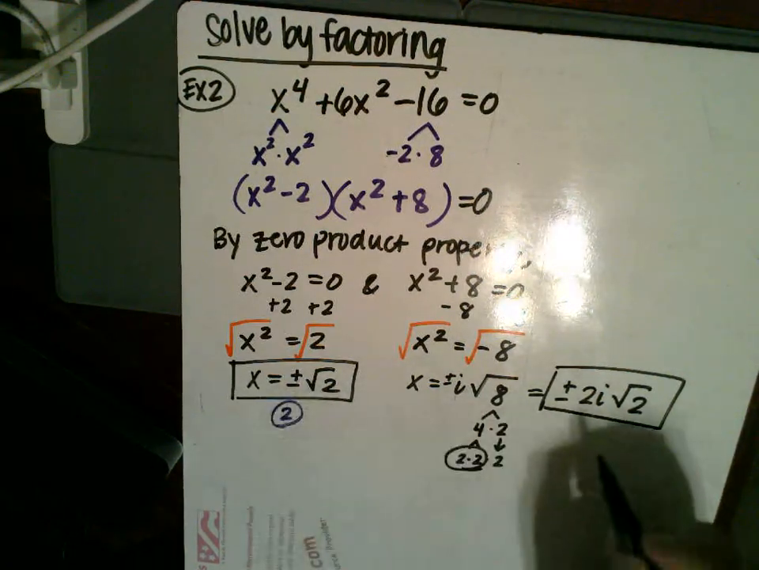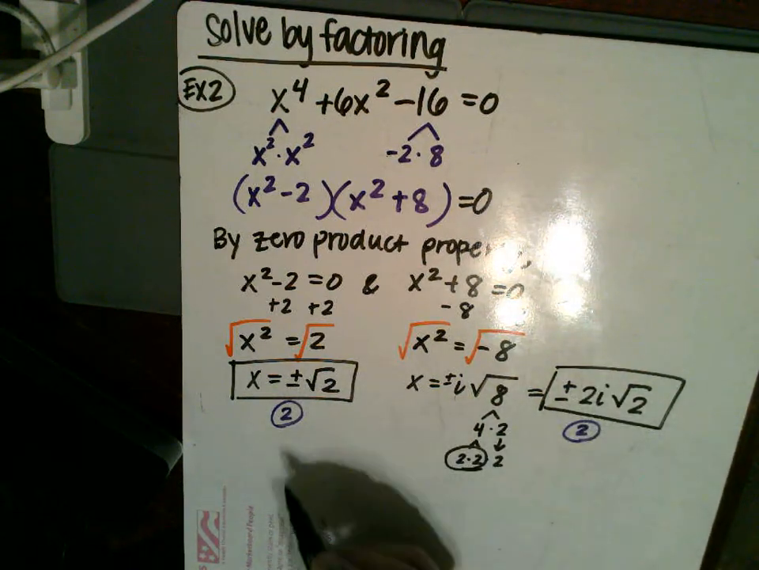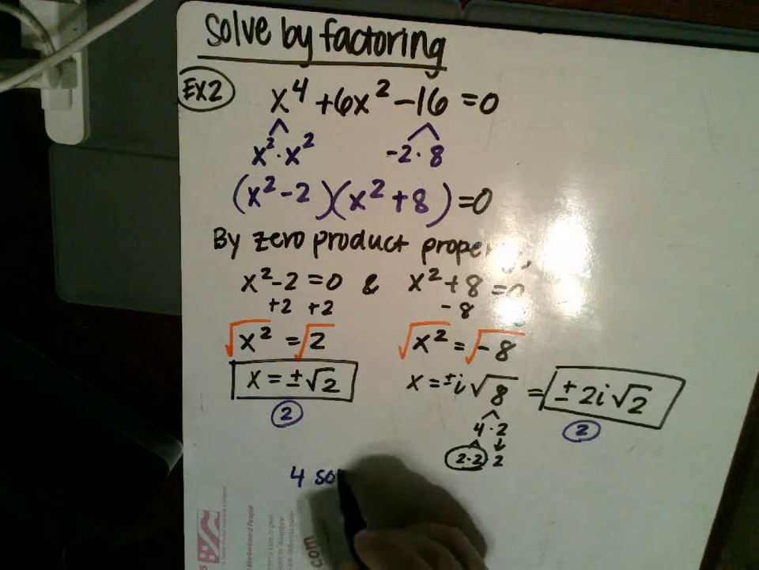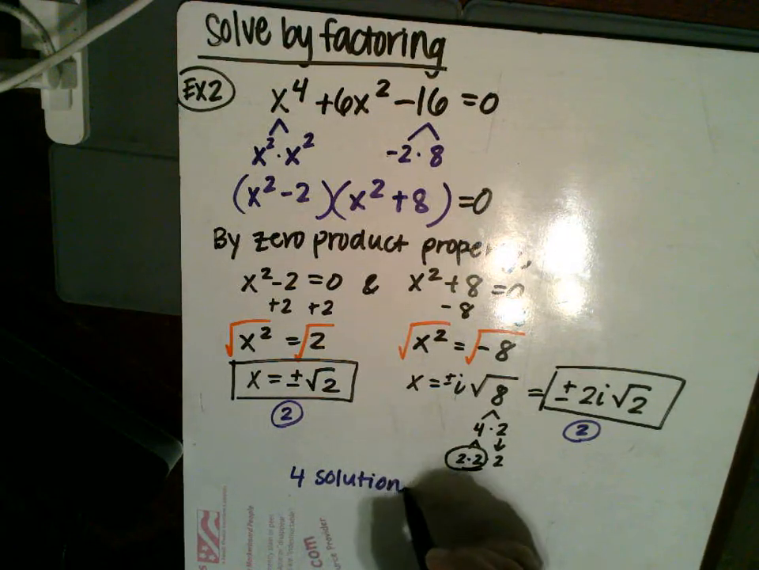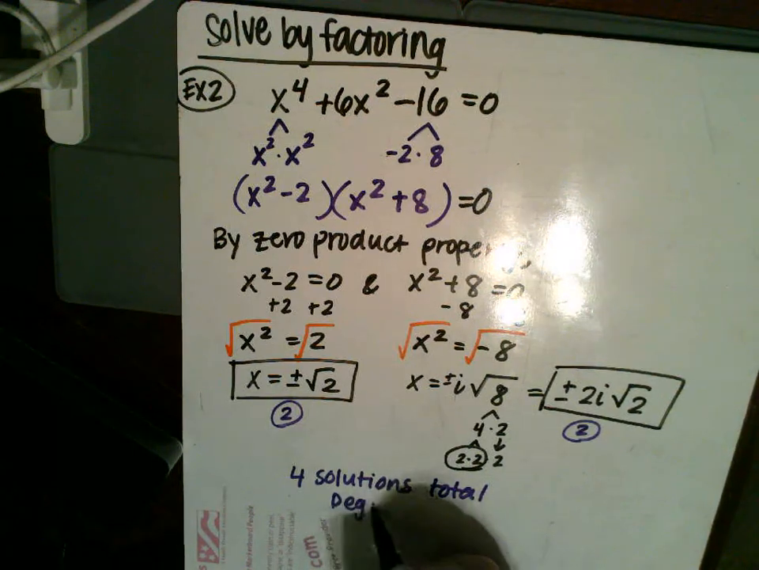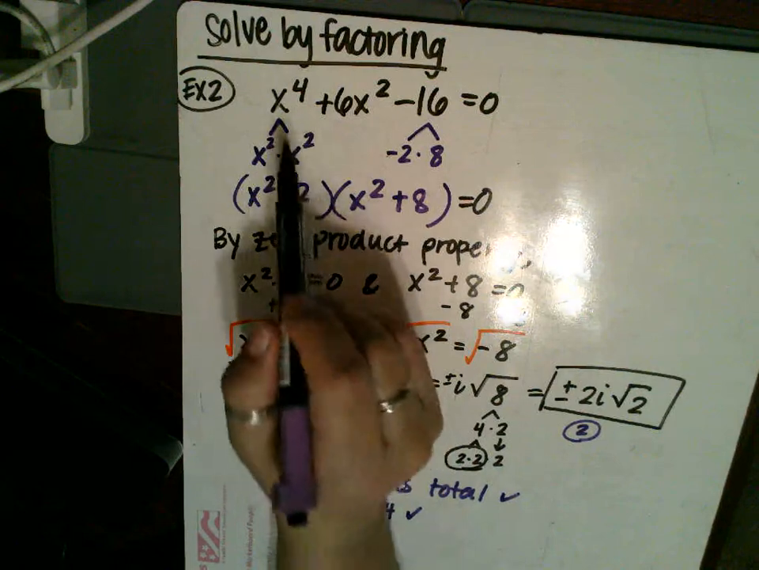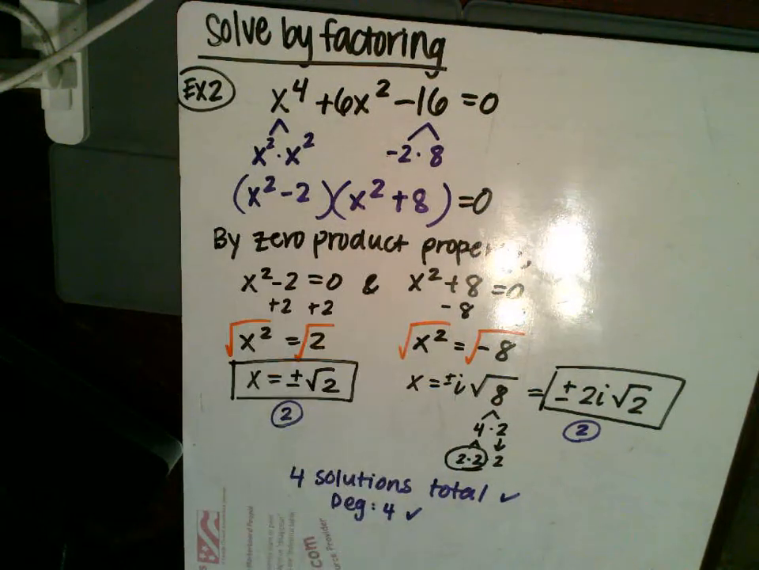Now this is 2 solutions from the plus and minus, and this is 2 solutions from the plus and minus. So I have 4 solutions total. I always look at my degree. It was 4. So that means that I have found all of them. It's degree 4 because it's x to the 4th.